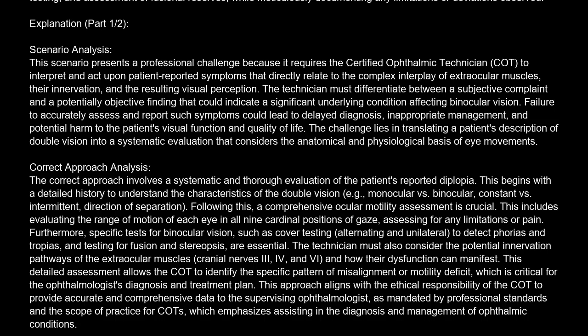The challenge lies in translating a patient's description of double vision into a systematic evaluation that considers the anatomical and physiological basis of eye movements. Correct approach analysis. The correct approach involves a systematic and thorough evaluation of the patient's reported diplopia.